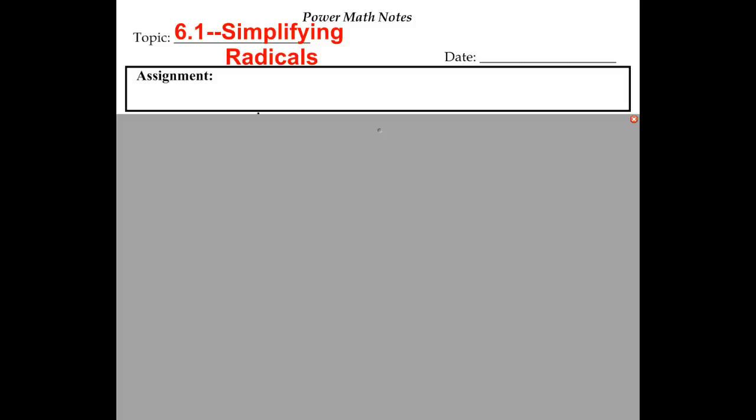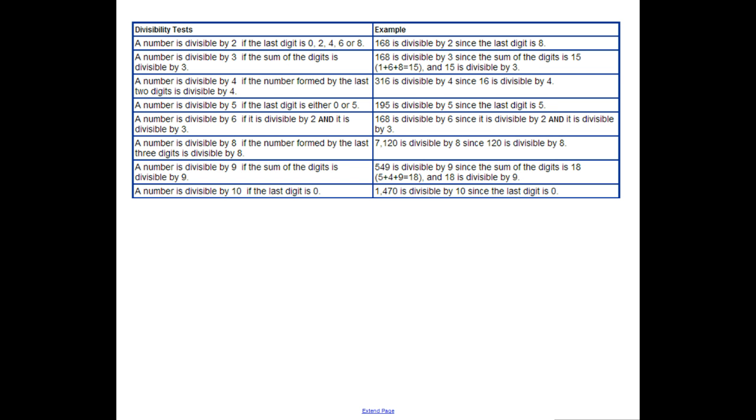All right, we're going to talk about section 6.1 from Algebra 2, which is simplifying radicals. Before we do that, what might help you with simplifying radicals is knowing some factor rules, some divisibility rules. I Googled some divisibility rules, and I came up with these as the main ones. Really, the 2, the 3, the 5, those are the ones you're going to want to make sure you know.